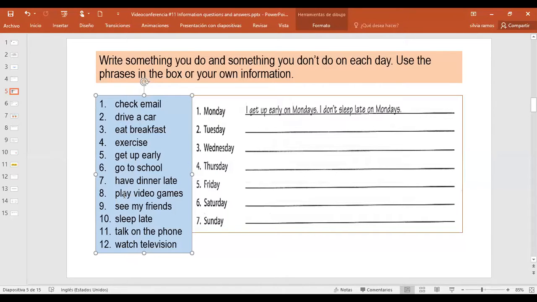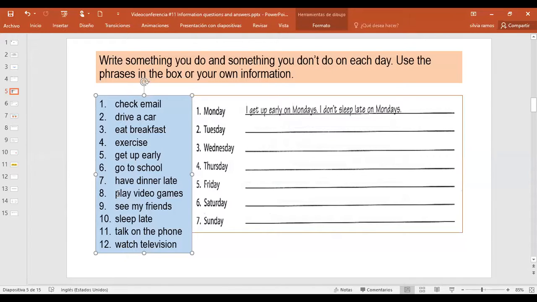Late. Number eight, play video games. Very good. Number nine, see my friends. Okay, very good. Number 10, sleep late. Like around 11 p.m., 12, 1 a.m., late. Okay, sleep late.